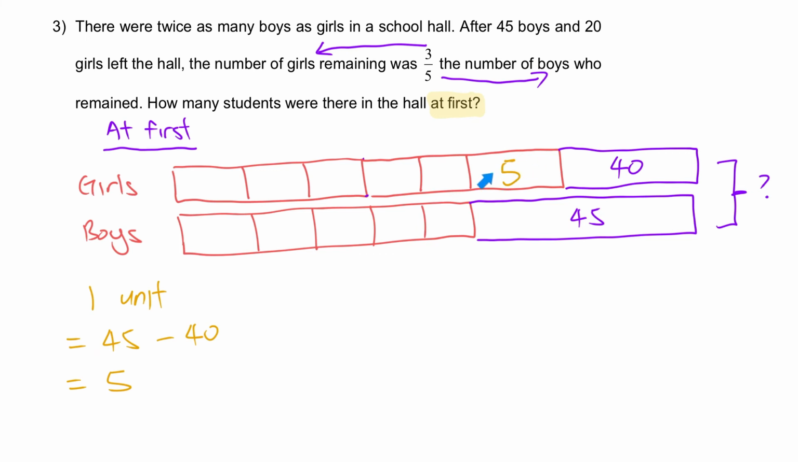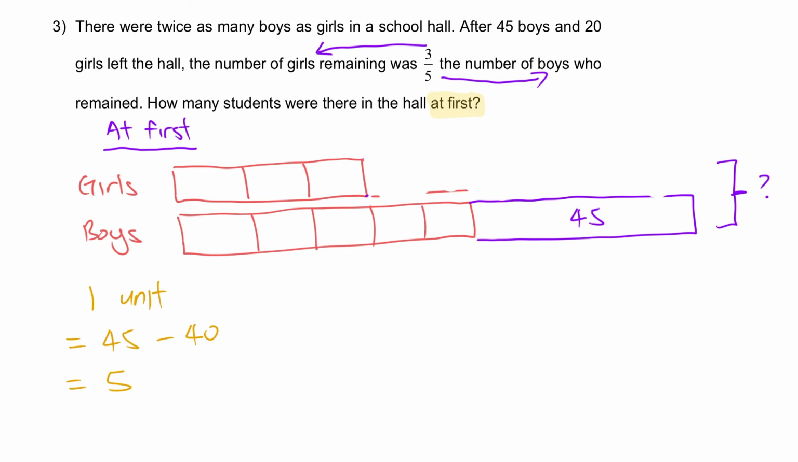Once we know that 1 unit is 5, we're going to remove this additional part that we have drawn out for comparison. We're going to revert back to the original model at first. So at first, it's this plus 20. Now we have figured out this is 5, 5, 5. I know again it's not drawn to scale, but it doesn't matter. Follow the mathematics, follow the math.